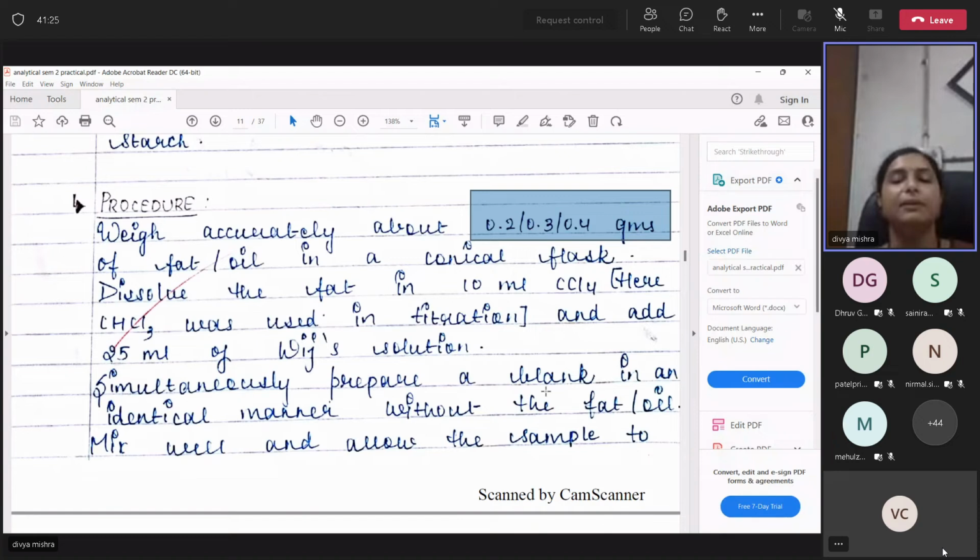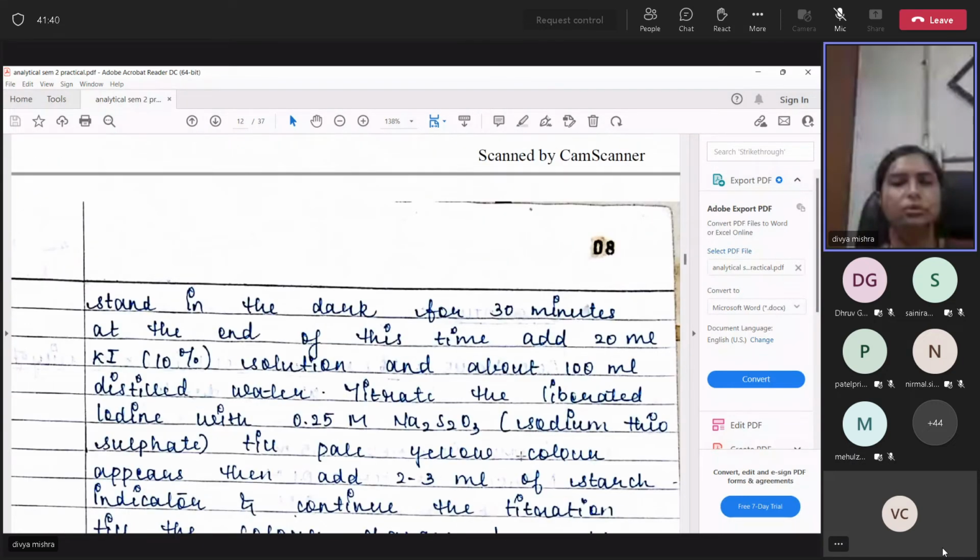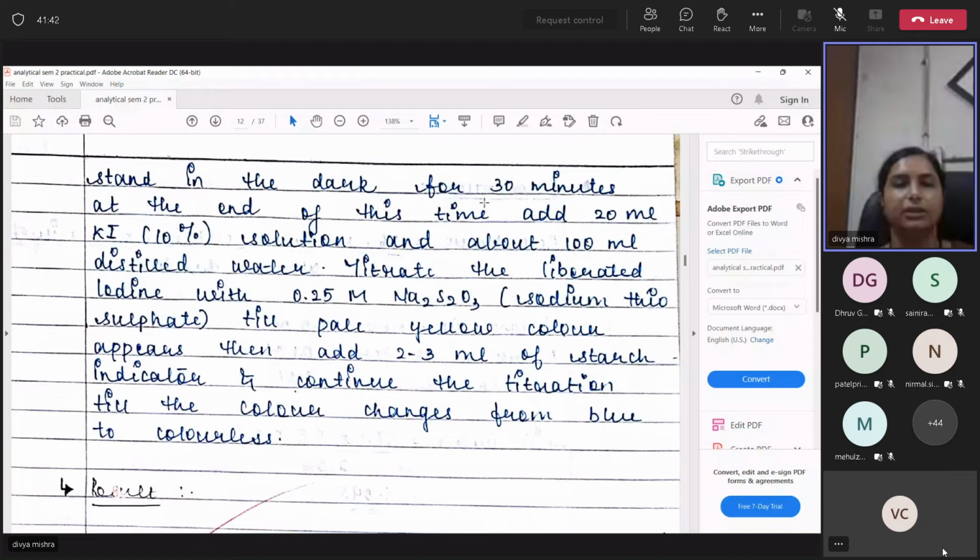Similarly, we will prepare the blank, but here we will not use the fat or oil as a sample. Every condition will remain identical. We will mix thoroughly and allow the sample to stand in the dark for 30 minutes. At the end of this time, we will add 20 ml potassium iodide, which is a 10% solution, and we will add 100 ml distilled water.